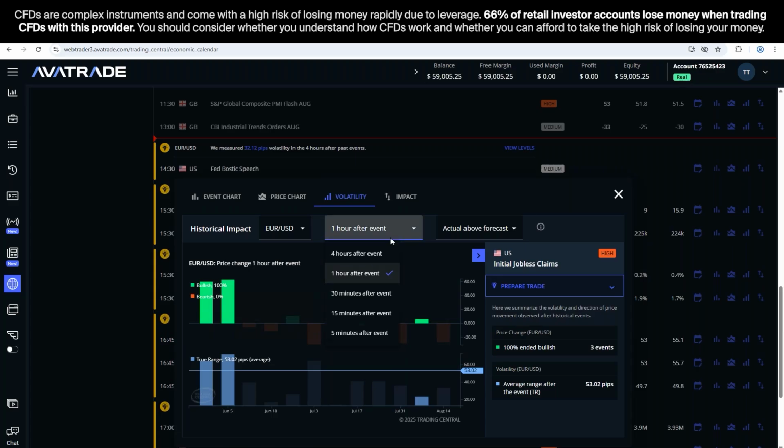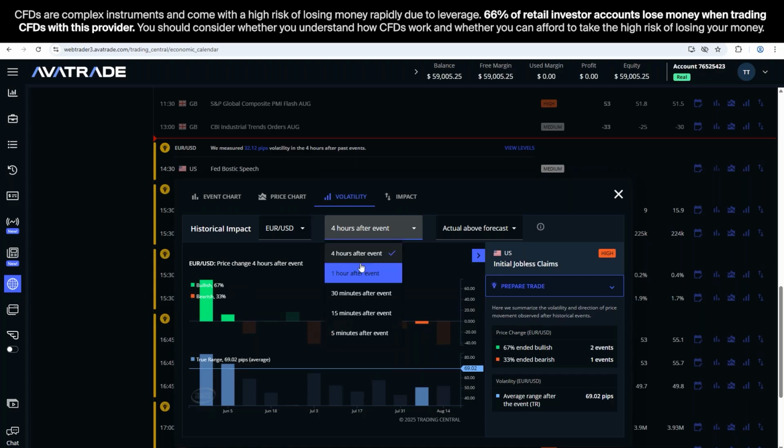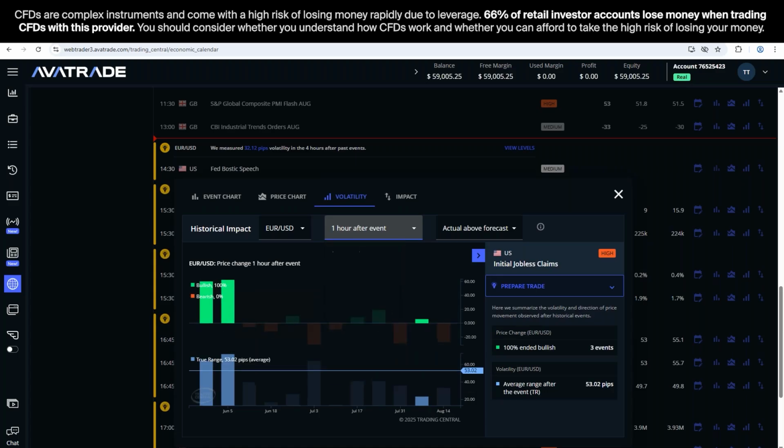And after 4 hours, there's some pullback. So it looks like the initial strongest movement was in that first hour. The majority of them are still up after 4 hours, but it was stronger after 1 hour, the relationship, okay?